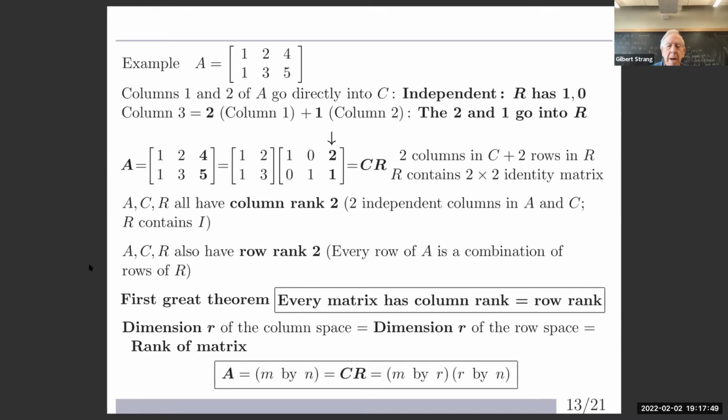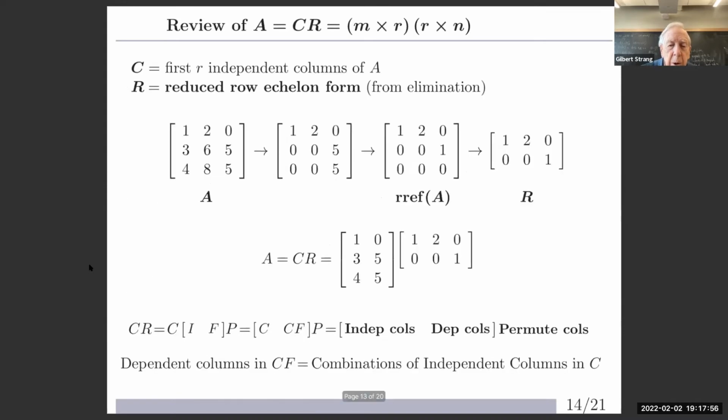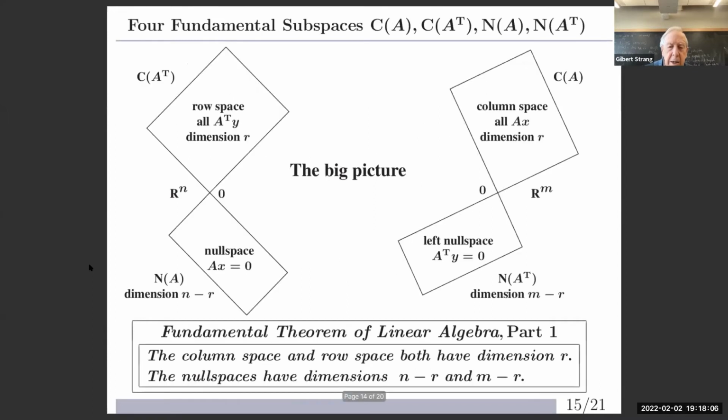Now, then comes the big picture of linear algebra. In the next slide, maybe, I hope so. No, this is another review. We don't need a review. We understood the thing. Okay, so let's go on to the next slide.